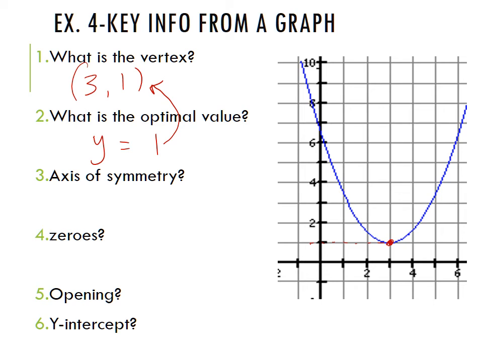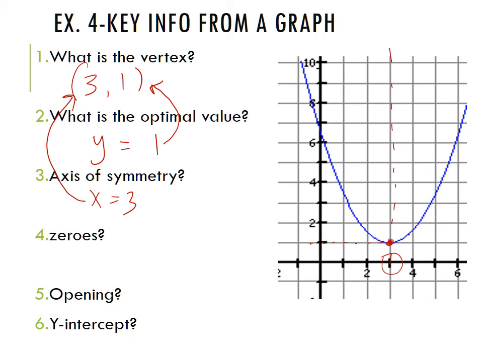The axis of symmetry. That's the line that cuts your graph perfectly in half. Where does it go through on the x-axis? At 3. X equals 3. Again, as long as you can remember the vertex, the axis of symmetry is always the x coordinate of the vertex. So just to reiterate, because that's important for learning, if you can pick out the vertex, the y coordinate is always the optimal value. The axis of symmetry is always the x value.